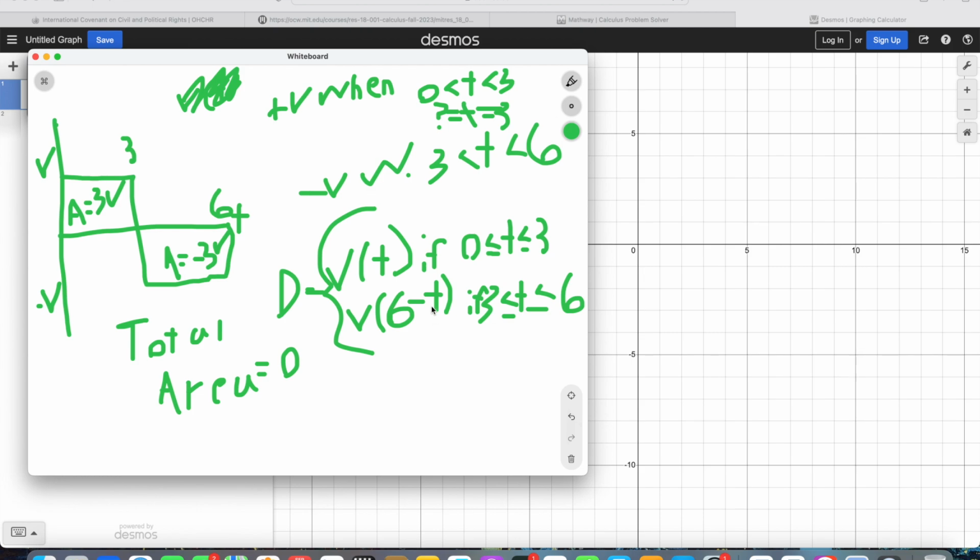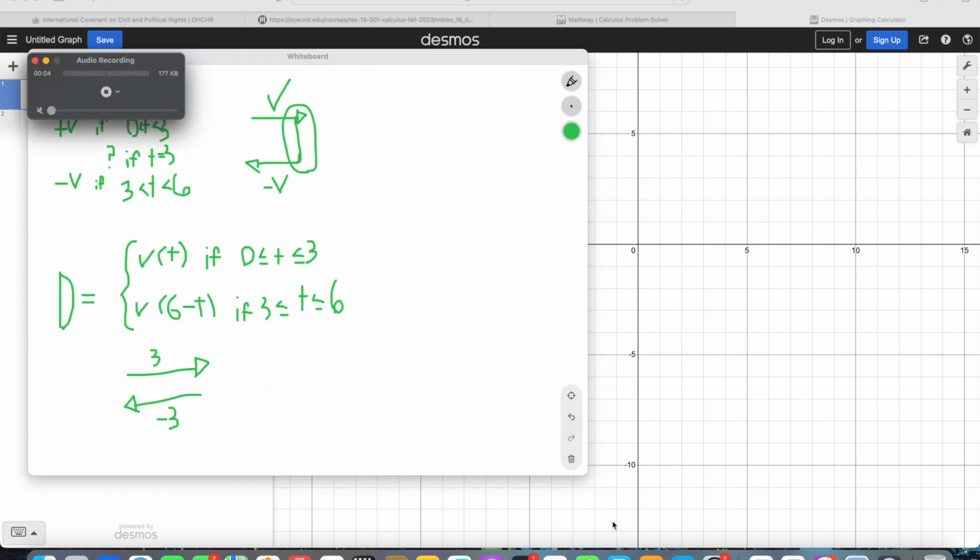So if you put in 6 into this function, you'll get 0 distance, which is true because he goes forward and backward. If you put in 3, and 3 is up here and 3 is down here, you'll get 6 minus 3, which is 3, v of 3. And if you put in 3 here, you'll get v of 3. They're equivalent at 3, so they agree with each other. They don't contradict each other. And you might be thinking, well, why is he not able to do it with this function?